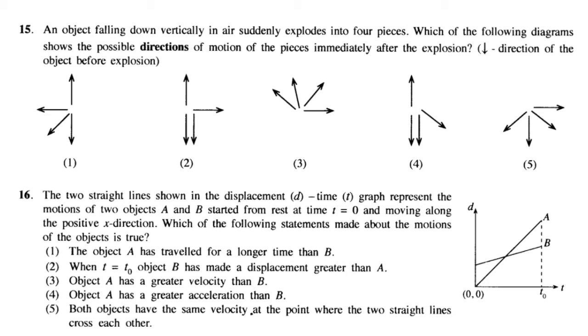2. When t equals t naught, object B has made a displacement greater than A. A's displacement is greater. It is clearly shown in the graph that A's displacement is greater than B. 3. Object A has a greater velocity than B. Velocity of the object can be found by the gradient of the displacement-time graph. Now it is very clear that A's gradient is greater than B's gradient. So A's velocity is greater than B's velocity. Answer 3 is right. So the answer for 16 is 3.